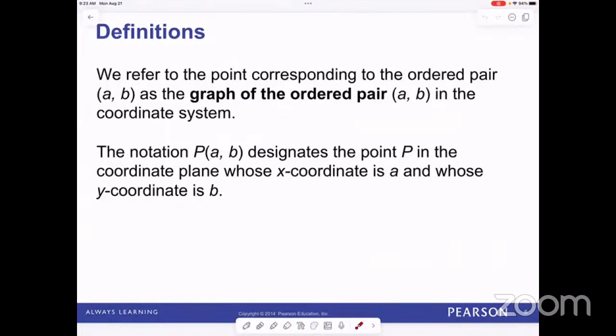We refer to the point corresponding to the ordered pair A comma B as the graph of the ordered pair A comma B in the coordinate system. The notation P of A, B designates the point P in the coordinate plane whose x coordinate is A and whose y coordinate is B, right? So sometimes we label points as P of A comma B. This is the point P where x is this number and y is this number.